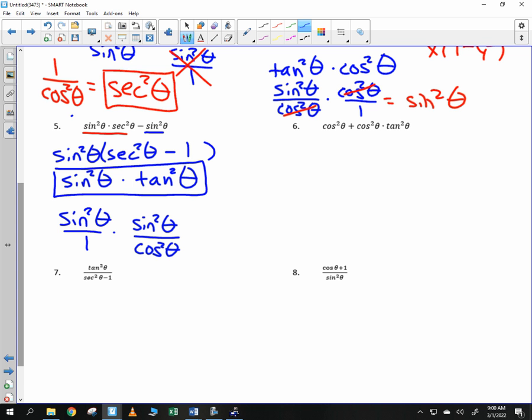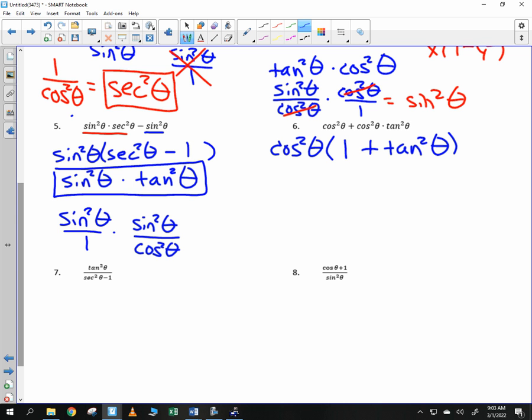You try number 6 on your own. What are you going to factor out in number 6? Factor out cosine squared. See what you come up with. Go. Let's check. You factor out the cosine squared, and you should be left with 1 plus tangent squared.